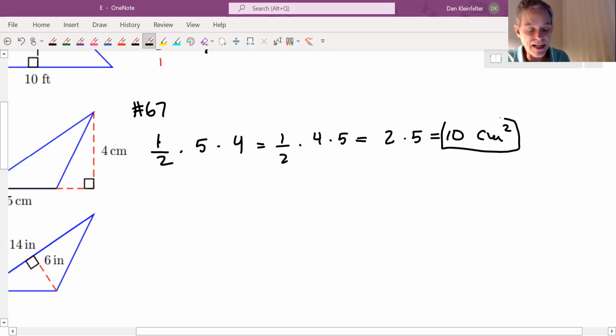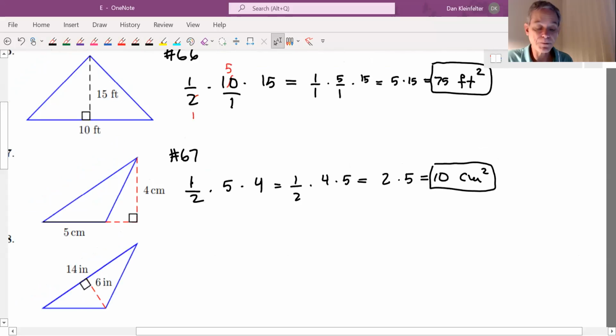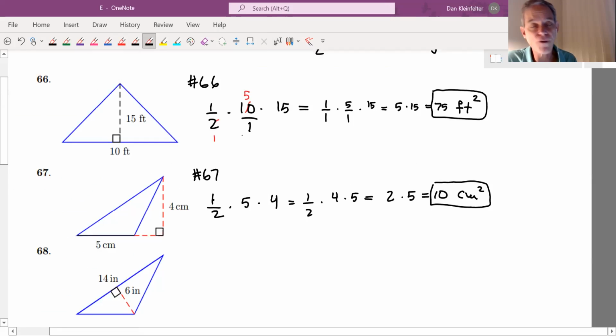I did this one slightly differently than the last one, just for variety's sake. In number 66, I showed a little fraction simplification. In number 67, I didn't show it. I just figured that you would know that 1/2 of 4 is 2.